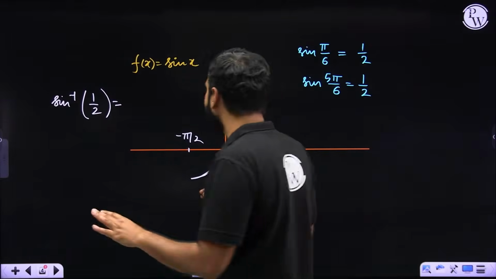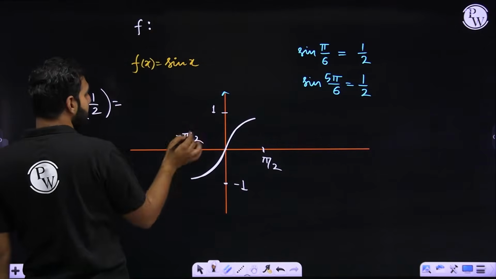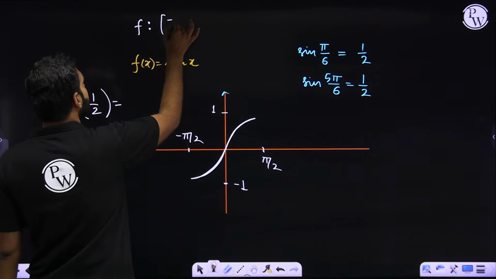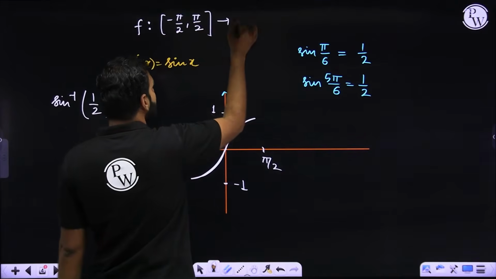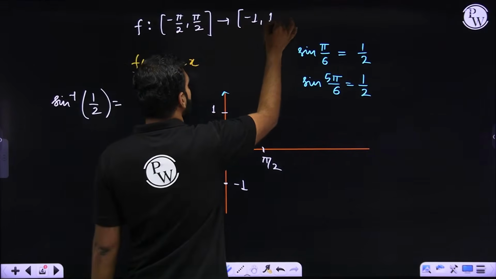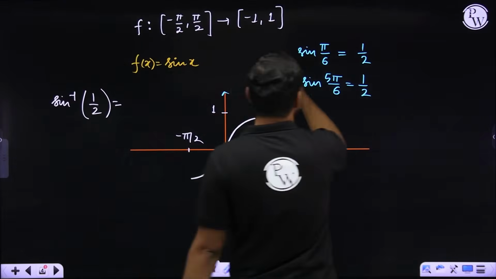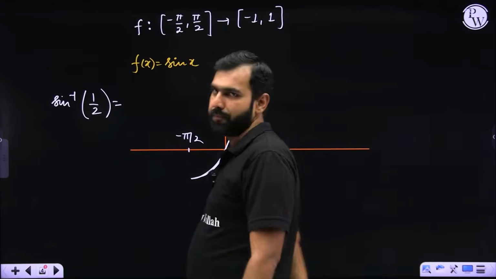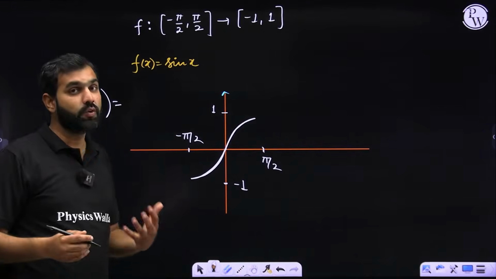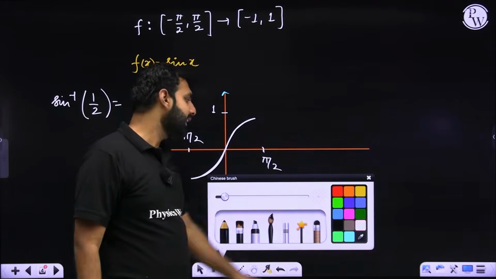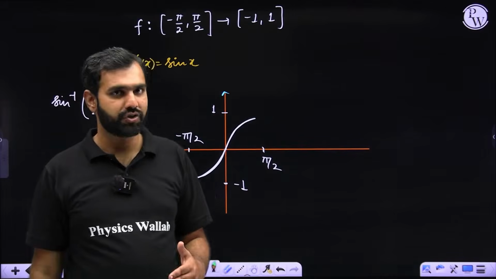So if I define sin x in such a manner that I take its domain from minus pi by 2 to pi by 2, and I define its range from minus 1 to 1, then I have ensured that this function sin x has now become a function which is 1-1 and onto. I hope you are seeing it very clearly. And if this function is 1-1 and onto, which means its inverse can be taken. And if I can take its inverse, it has become an invertible function.